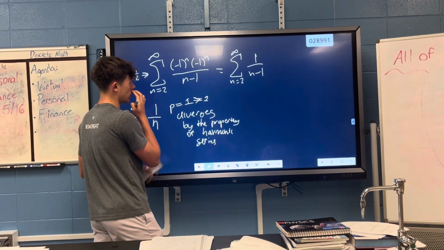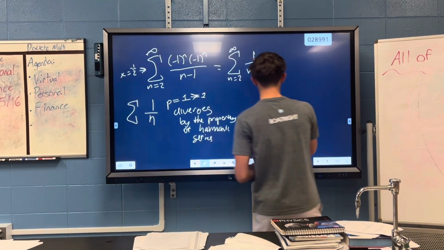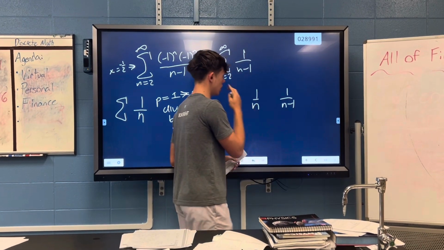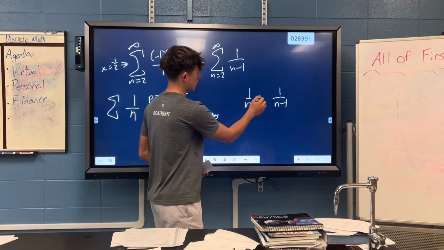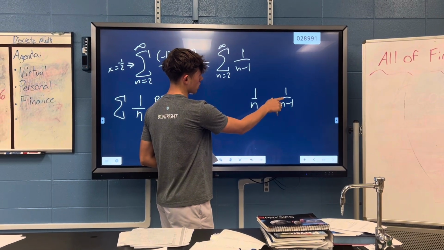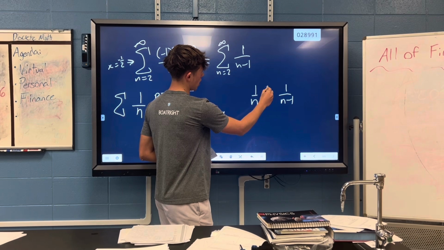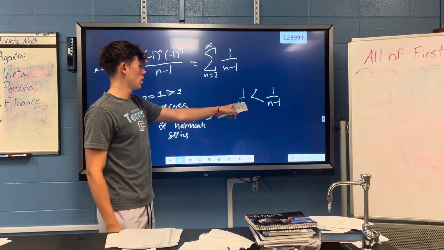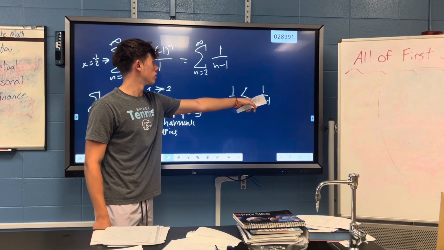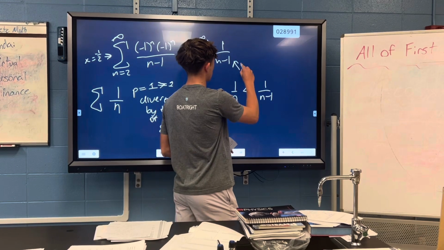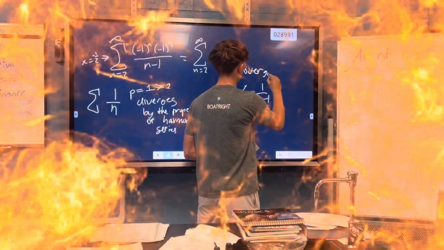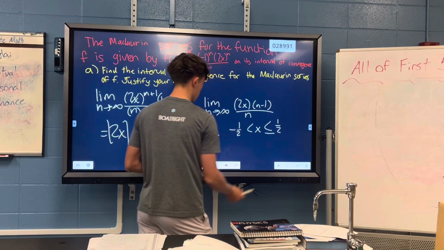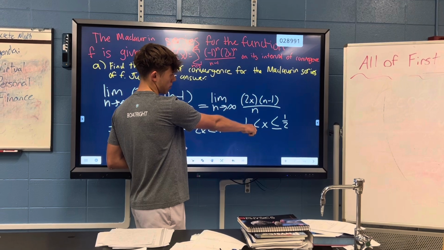So if this diverges, then you need to compare it back to the original function. Our original series is 1 over n minus 1, and the comparison is 1 over n. Because the denominator is smaller, this function will always be larger than the comparison. And because this diverges and it'll always be above that function, this diverging means this also diverges. So this series diverges by the direct comparison test.